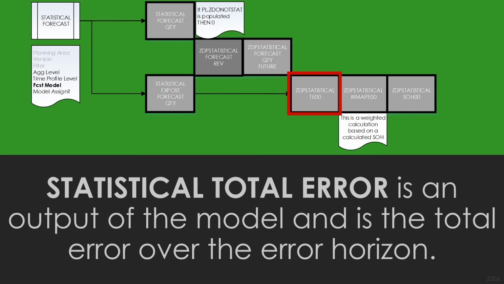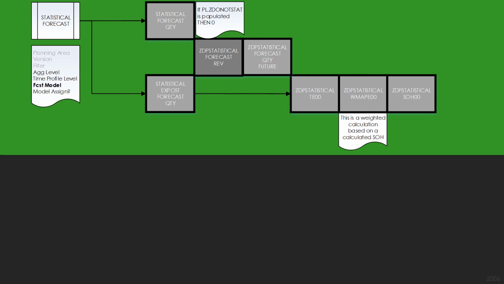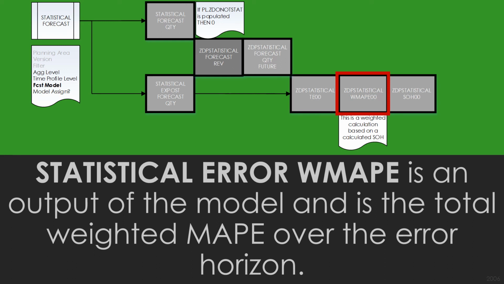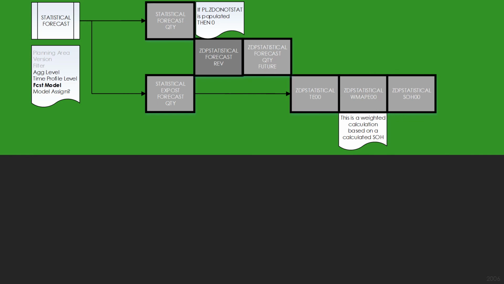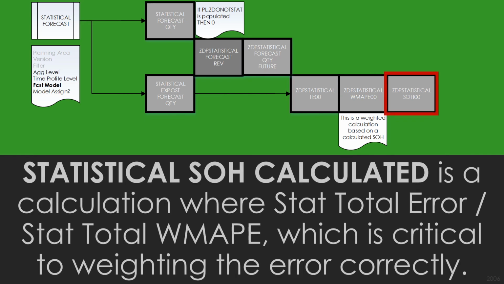Statistical total error is an output of the model and is the total error over the error horizon. Statistical error weighted MAPE is an output of the model and is the total weighted MAPE over the error horizon. Statistical sales volume history calculated is a calculation with statistical total error divided by statistical total weighted MAPE, which is critical to weighting the error correctly.